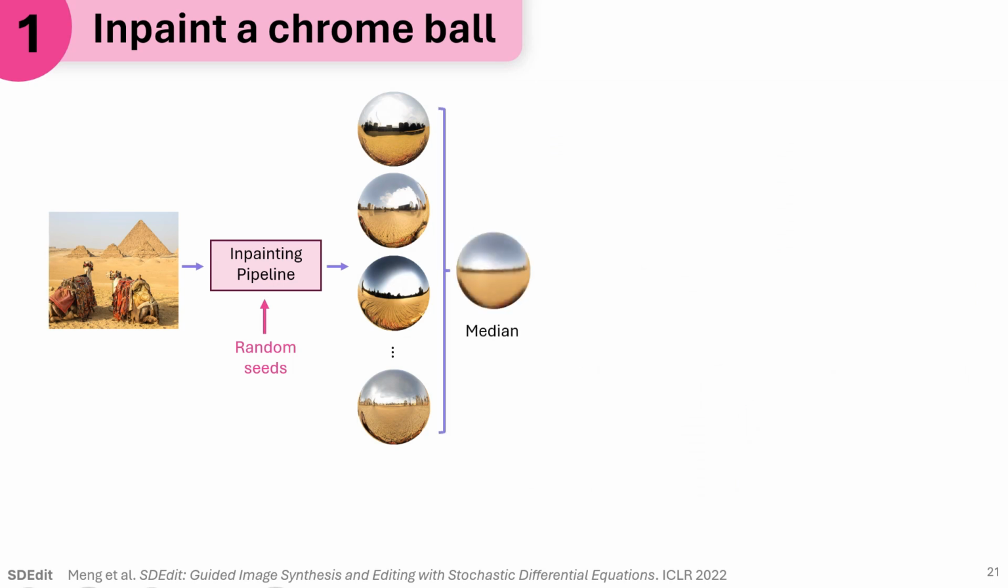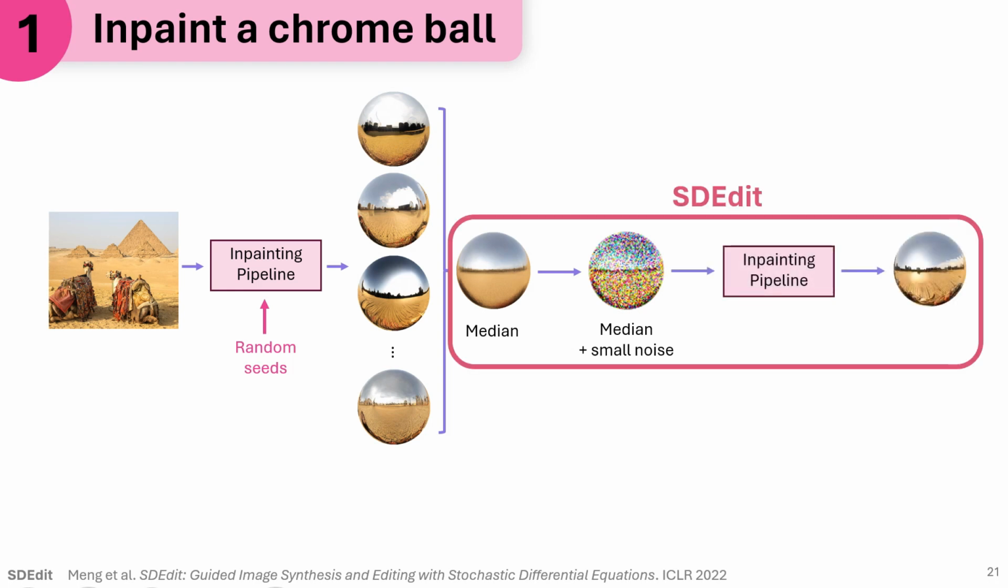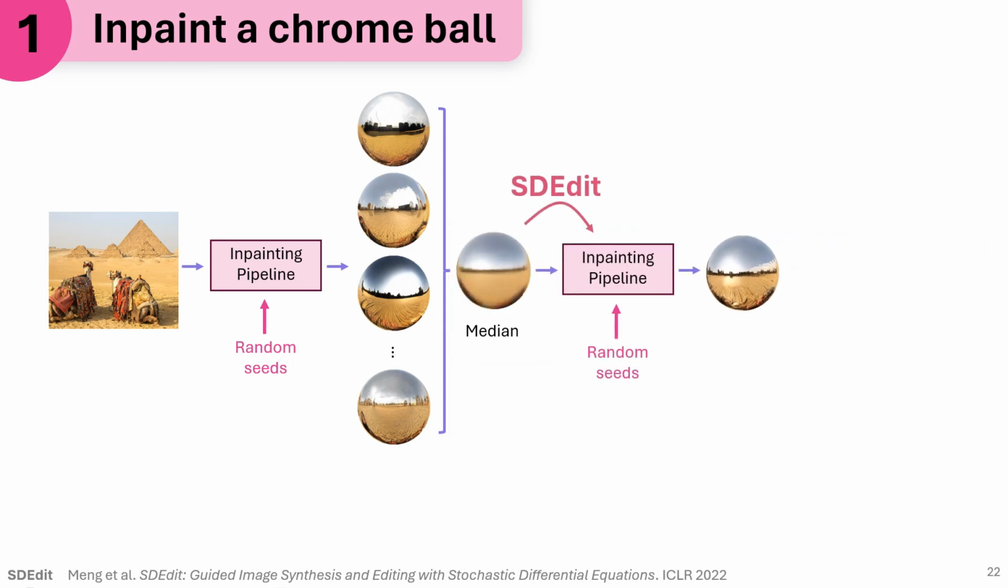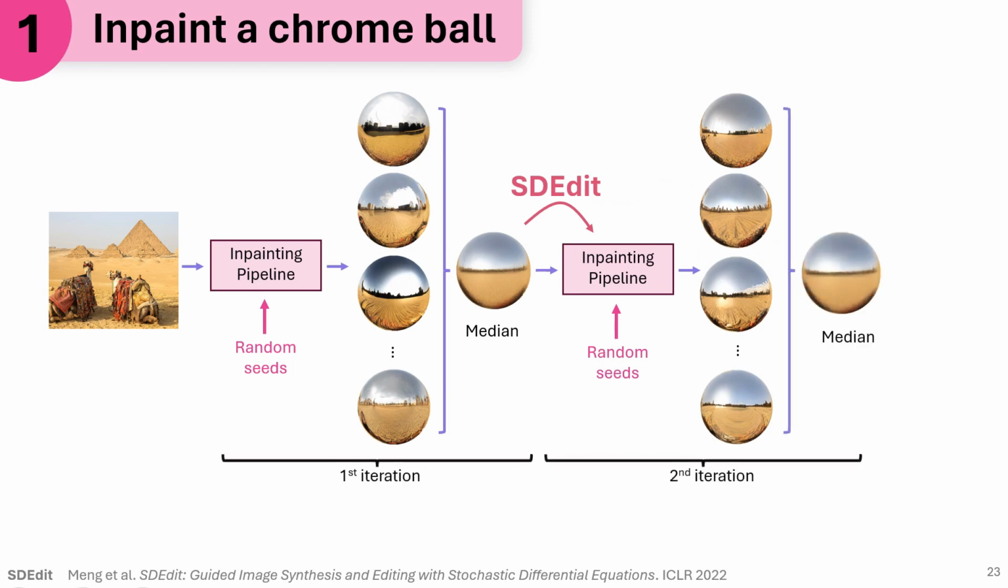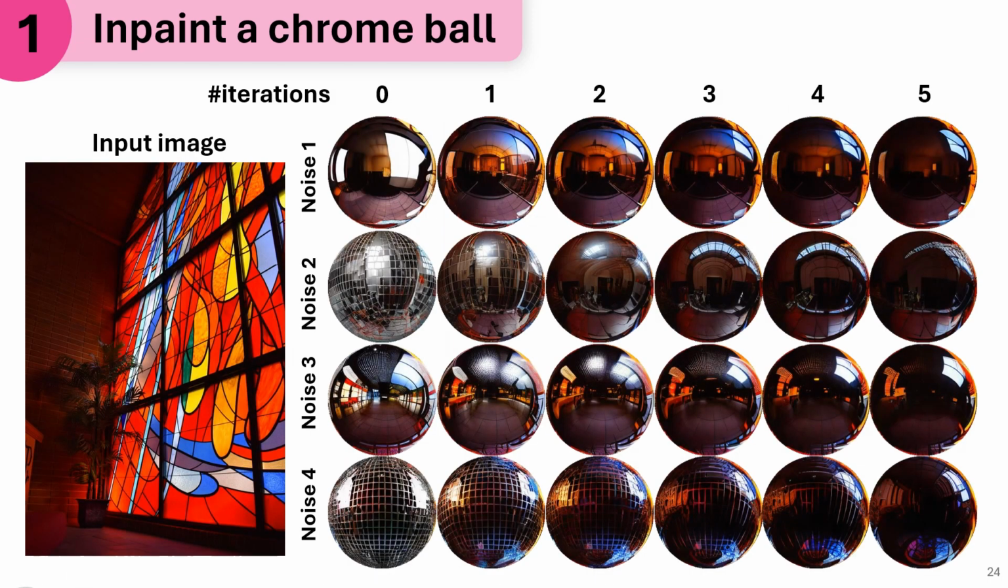Specifically, we first generate N balls and compute their median, which is then used as the starting point for generating a new chrome ball. We do this by reintroducing some small noise to this median, then denoise it again using the same pipeline. This technique is also known as SDEdit. We can vary the seed, and produce a new set of balls from this median. Then compute another median. This process can be iterated multiple times. Here we show the results when starting from 4 different noise maps. You can see that the light estimation becomes more accurate as we repeat the process.